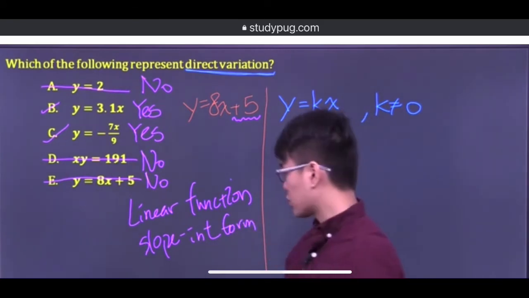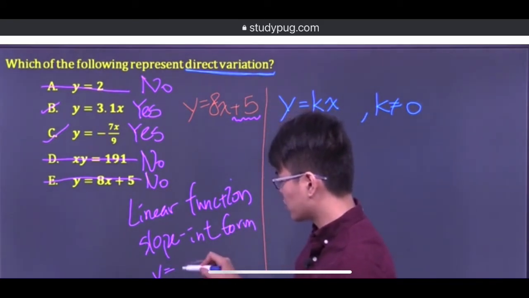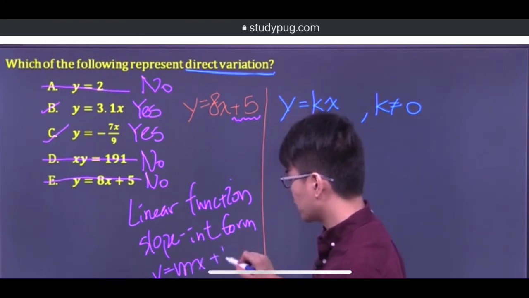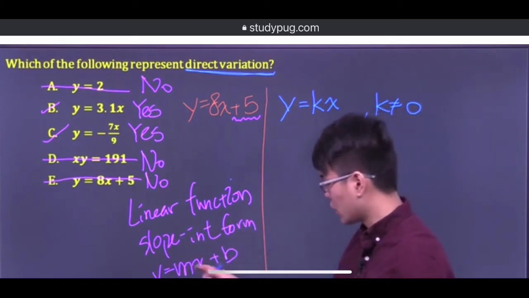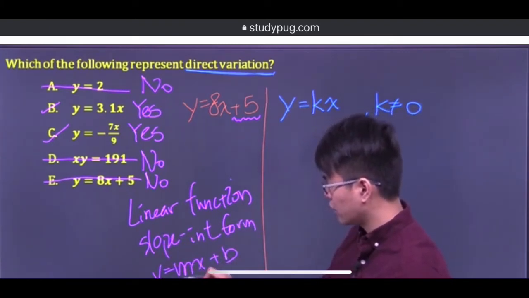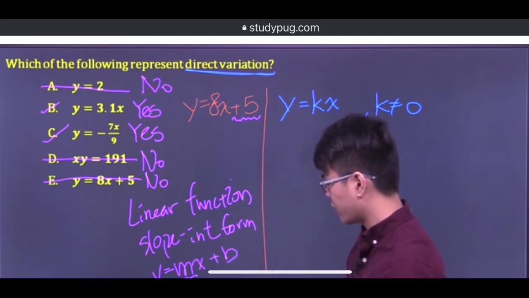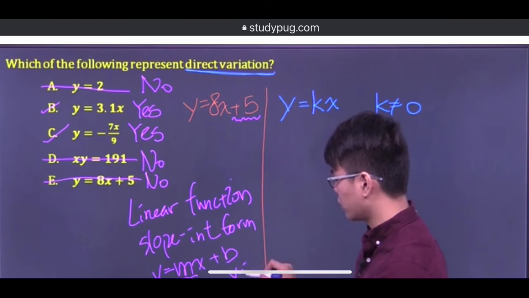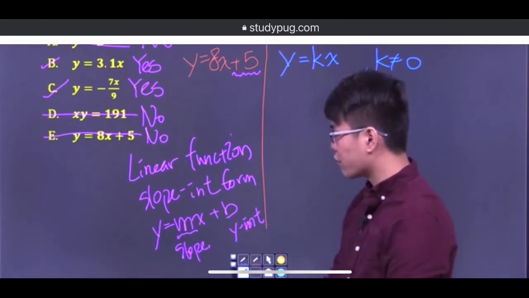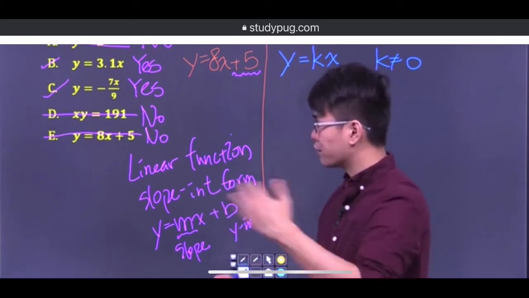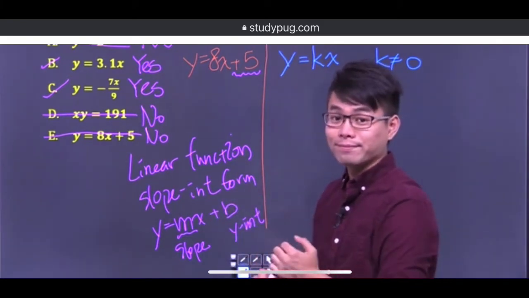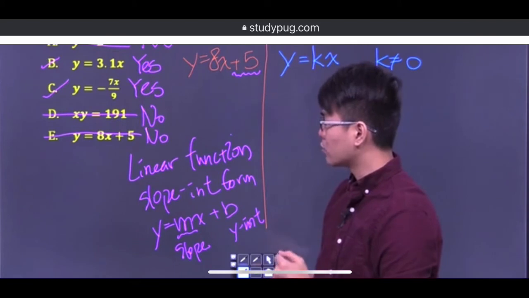Okay, so an equation in this form, y equals mx plus b, is what we call slope-intercept form, where m is the slope, x is just a variable, and b is the y-intercept of the function. If you want to learn more about linear functions and slope-intercept form, feel free to check out the other videos. And for this question, we are done.